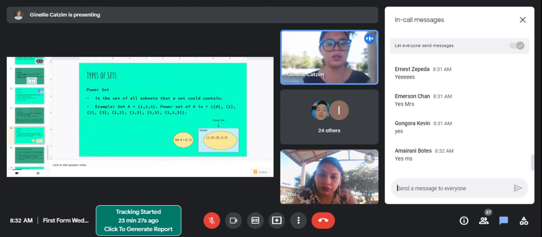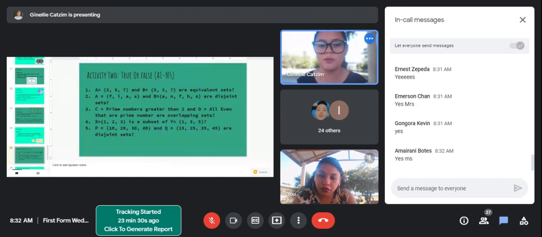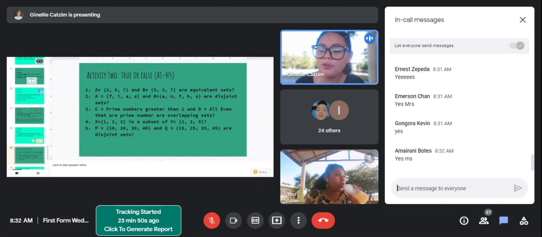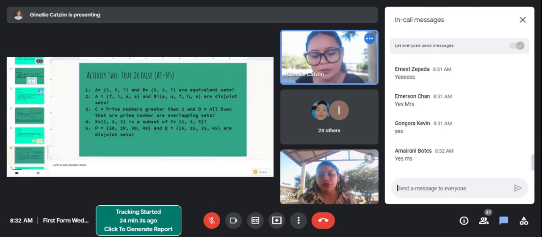Now, these were the 6 types of sets for today. Now, true or false. Some of these questions are found in your assignment 1, number 5. So please take note. I don't think it's all of them. It's just like 2 or 3 of them, right? So write it in your notebook and record your responses. We have set A is composed of 3, 5, and 7, and set B equals 5, 3, and 7, are equivalent sets. True or false? Are those equivalent sets?